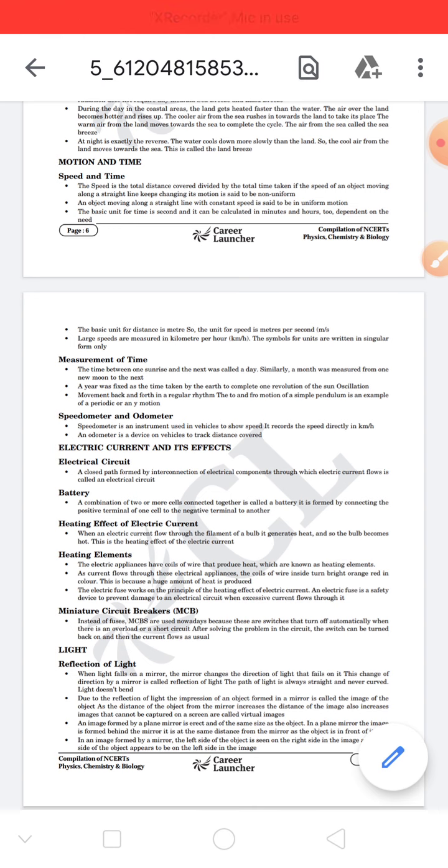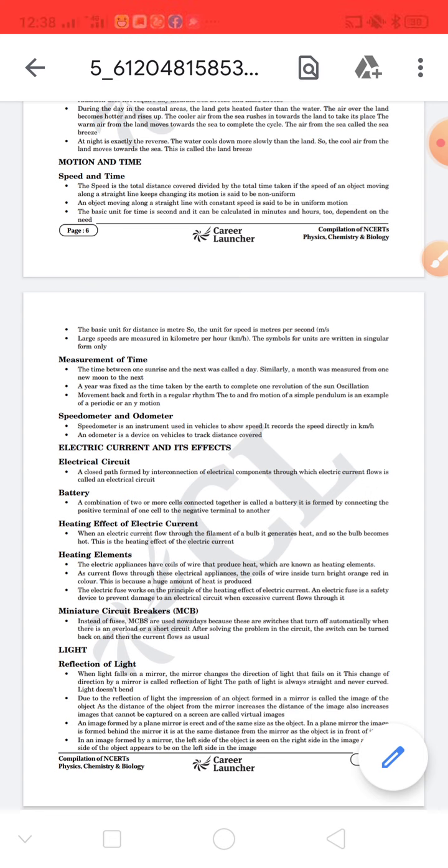Heating element. Electric appliances have a coil of wire that produces heat, which is known as a heating element, when current flows through these electrical appliances. The coil of wire inside turns bright orange-red in color. This is because a huge amount of heat is produced.